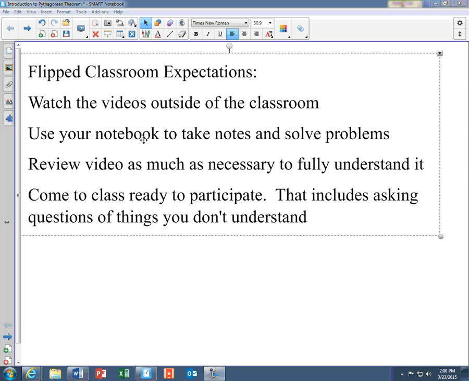Make sure you're using your notebook. You're going to use your notebook to take notes and solve problems. Now, if you don't have your notebook at home today or wherever you're watching this, that's fine. Just use a piece of paper. But make sure you get that into your notebook. We're going to title each lesson, and the title of each lesson should be the title of your note page.